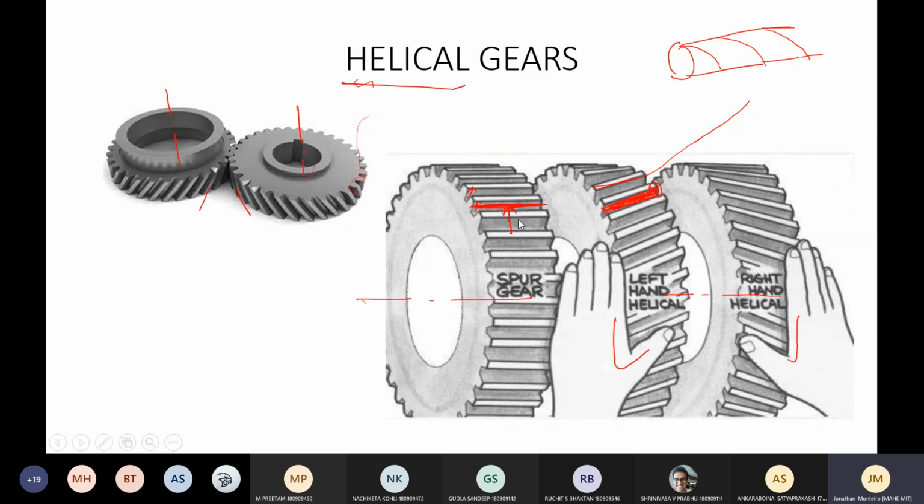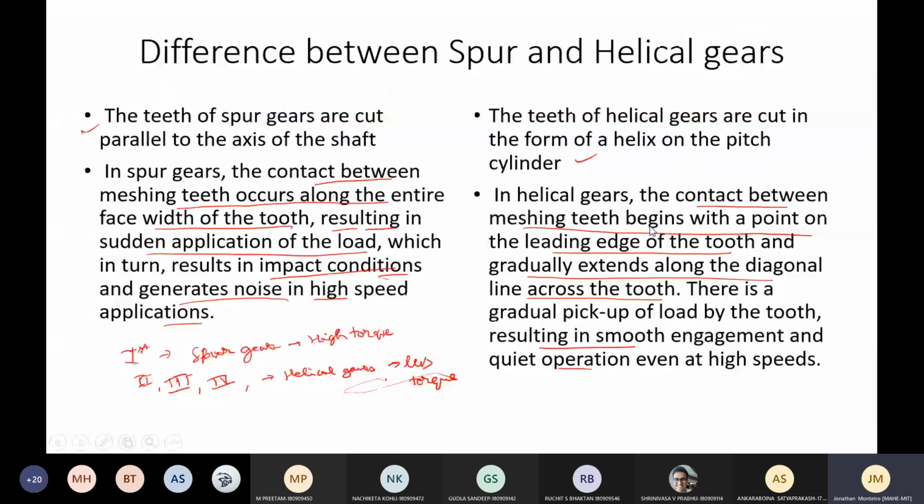And that is why we saw a practical difference, especially in automobiles, where first gear or the high torque gear is usually a spur gear, and for the rest of the gears, where speed is of concern and the torque is of lesser concern, we go for helical gears. Okay, so this is all the things that we discussed.